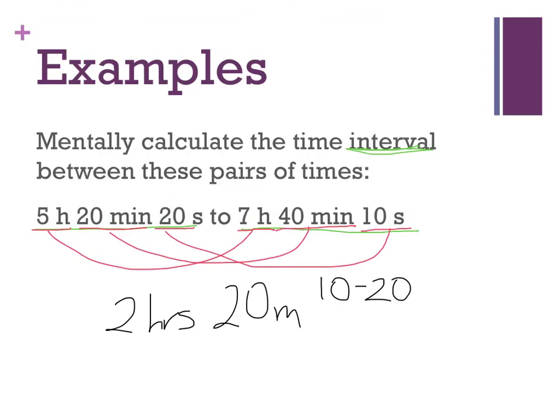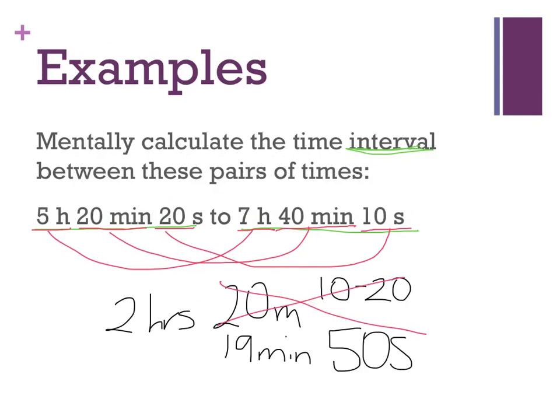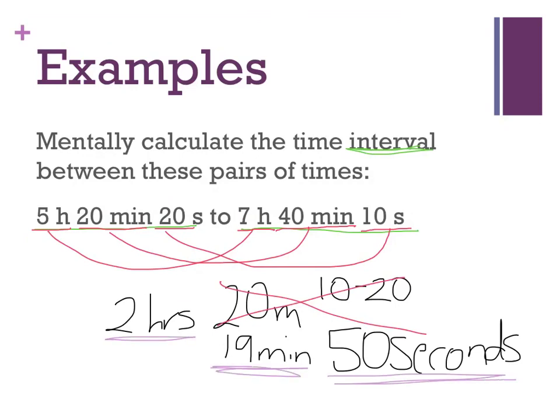So I'm going to have to backtrack and change this. It's not going to be 20 minutes anymore. It's going to be 19 minutes because I have to get those 10 seconds from somewhere. It's going to be 19 minutes and 50 seconds. Okay? So my answer for this one becomes 2 hours, 19 minutes, and 50 seconds because I started at 20, but I ended at 10. I ended 10 seconds earlier than I started. So I'm going to have to take that into account. And it's going to be 2 hours, 19 minutes, and 50 seconds.